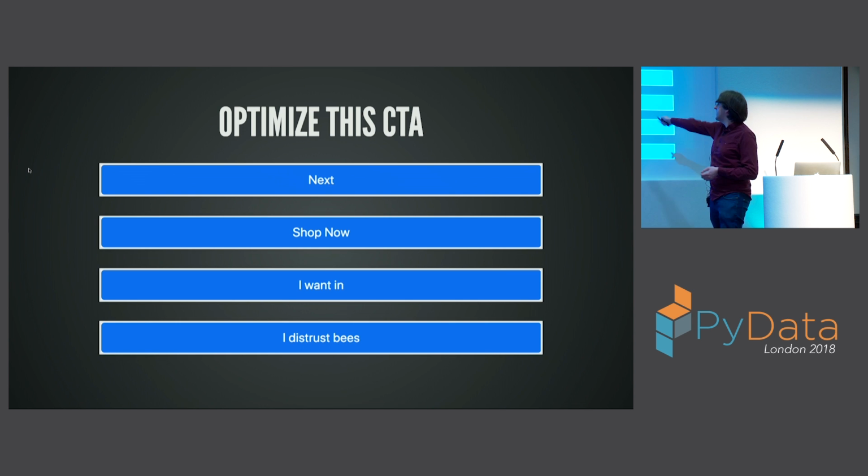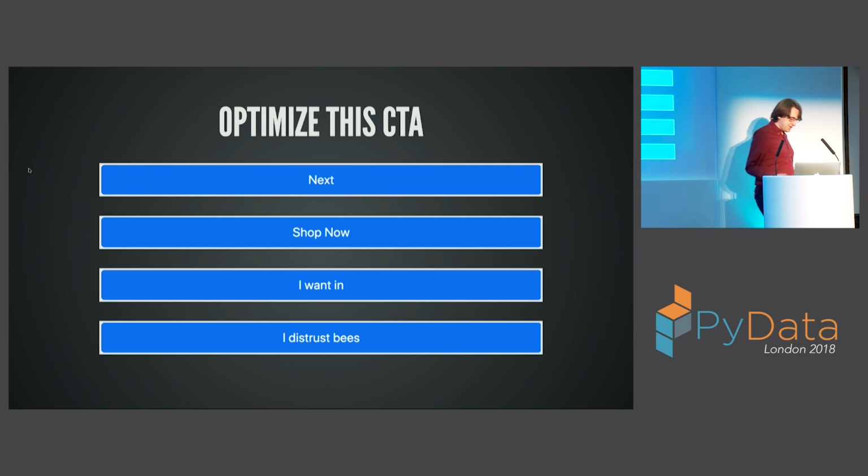So if we have a CTA on a website which currently says "Next", we might want to try a few variations of that, see if we can get people to click through it more. "Shop now" might be one we want to try, to see if we can explain something to people better. "I want in", like a group mentality thing, see if that works. Try something a little bit different at the bottom there. And we'll measure quantitatively how this changes people's behavior.